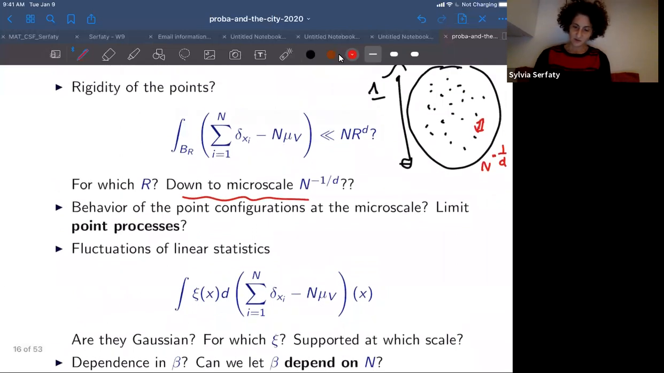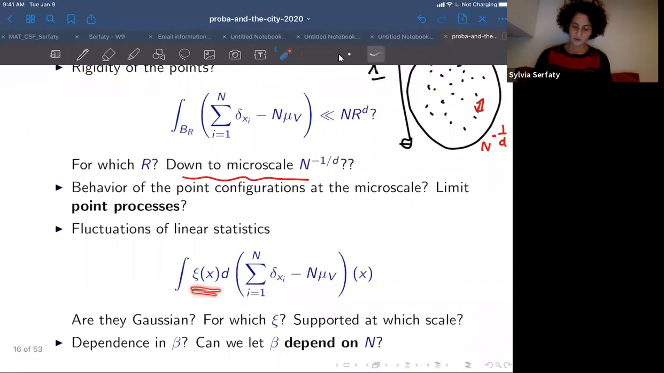Can you do something like that, but with respect to linear statistics, so smooth linear statistics, which means instead of counting the number of points, let's test against some smooth test function and see if that is relatively small, and also if it's Gaussian. Question: for which test functions can you prove that? Can the test function be supported on small scales? How does this all depend on beta?